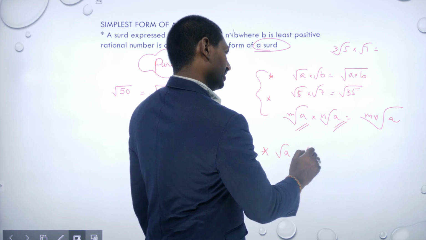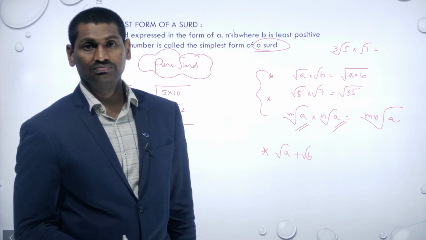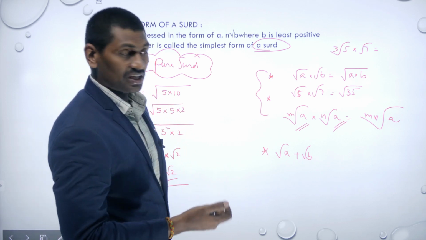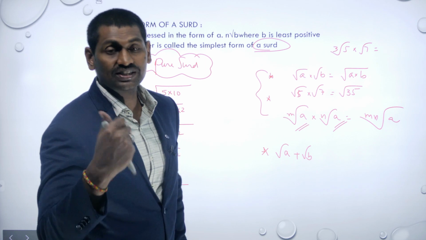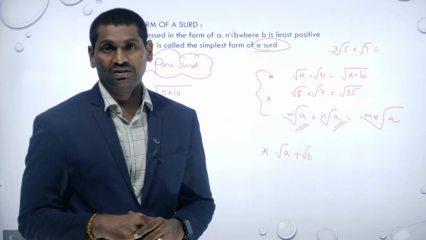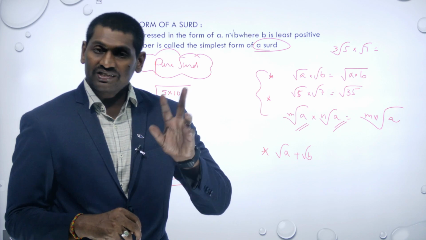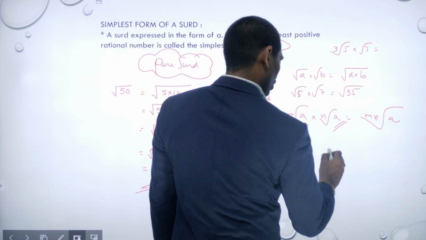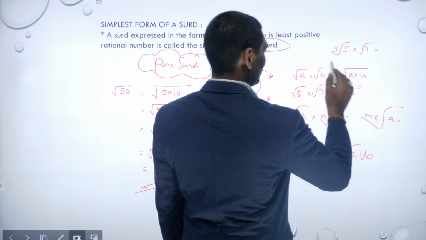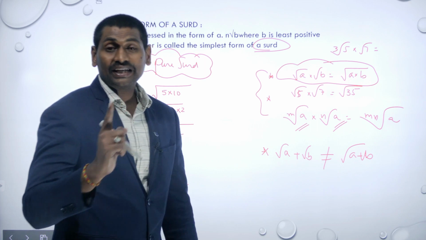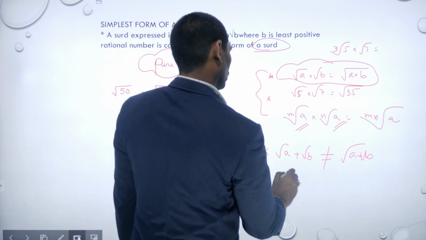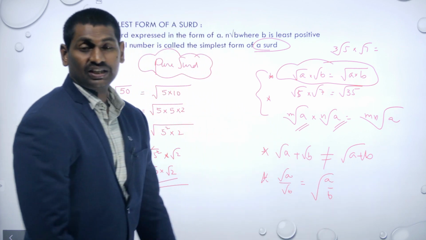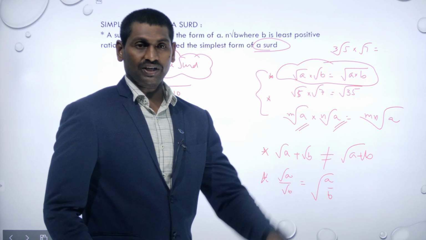Root a plus root b. Both are the same surds, the order is the same. We can call them similar surds when order and radicand are both the same. If the order is the same but the radicand is different, we cannot say similar surds. Root a plus root b is not equal to root over a plus b. This only happens for multiplication and division. That means root A by root B is nothing but root over A by B. Multiplication and division we can do, but addition and subtraction we cannot do.